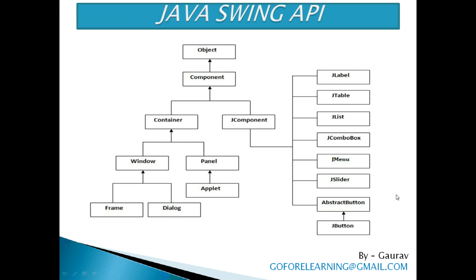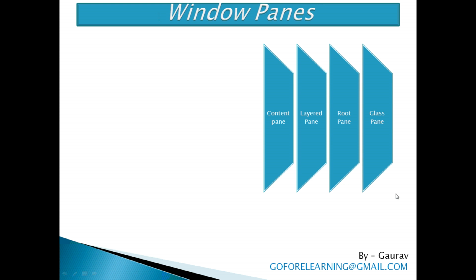Now we can discuss window panes. We can create a frame using the JFrame class in javax.swing, which contains a free area. This free area of a window, where some text or components can be displayed, is called a window pane. We have 4 types of window panes, and these panes can be imagined like transparent sheets, one below the other.